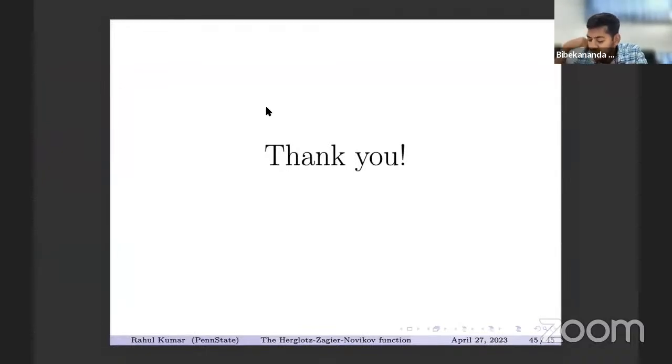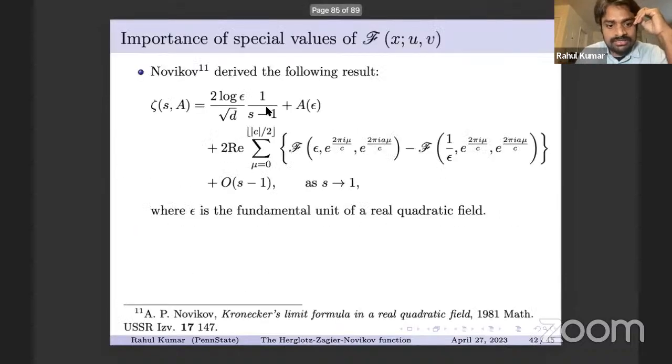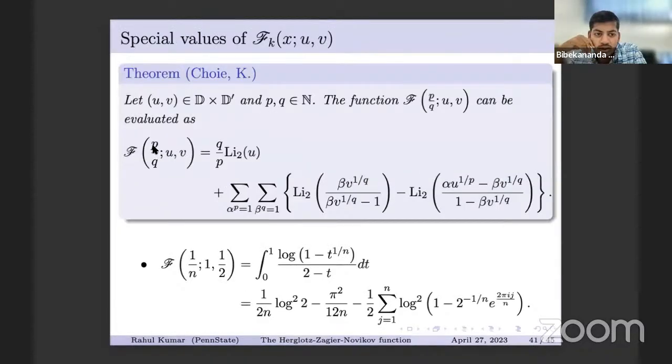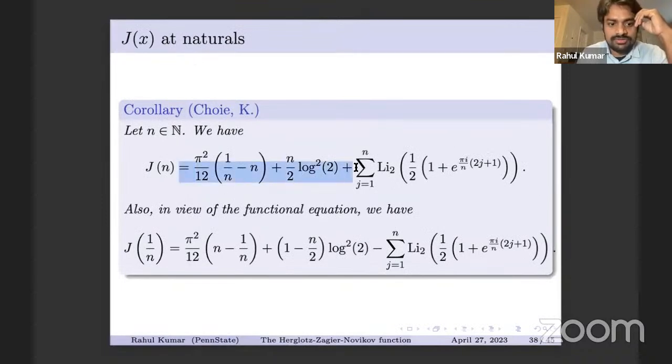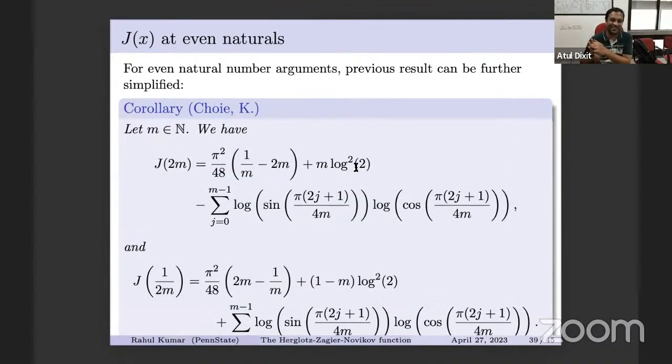I was writing a few questions while you were presenting, about whether this Herglotz function at natural numbers can be evaluated. And that can be done from the general theorem I mentioned: you can take just q equal to 1 and p equal to n. Yes, J of n. I was interested in J of n, and you have already mentioned J of n and J of 2n. In fact, I have a question related to yours, Vivek. You had said that J of 2m is elementary, so I was wondering if there is a Ramanujan type formula for J of 2m plus 1.